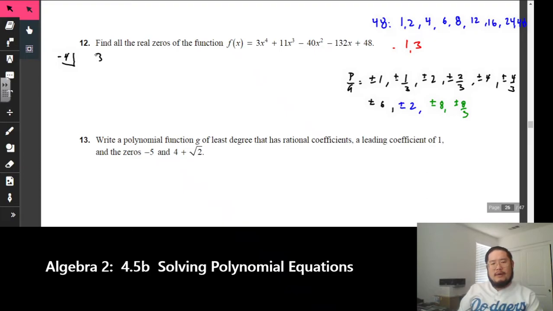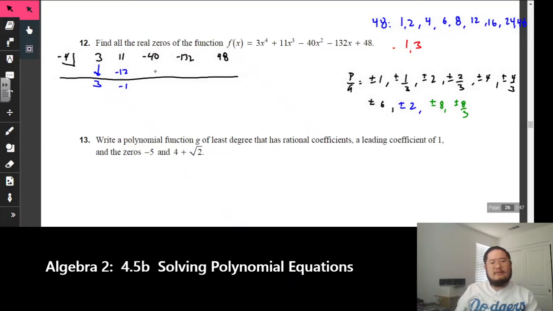And up right here, I write my coefficients down. 3, 11, -40. And the coefficients are coming from this polynomial. -132, 48. And let's test things out. We bring down the 3. 3 times -4, negative 12. And remember right here, we are adding things up, so then I get negative 1.